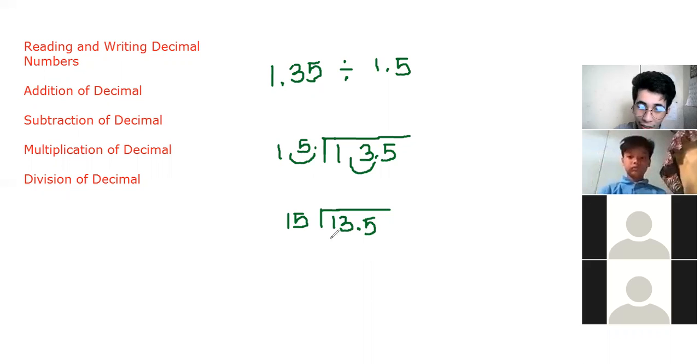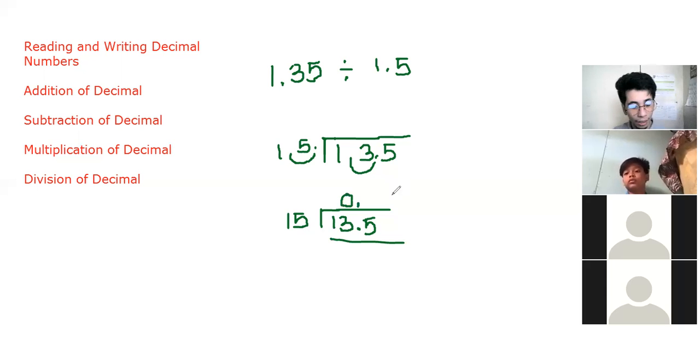Ngayon, solve natin. 13 divided by 15. Pwede ba natin i-divide si 13 kay 15? No. Cannot be. So, lagyan na din agad natin siya ng 0 dahil cannot be naman yung 13. 0 na kaagad. Then, yung point, ikakopy natin, lalagay natin dito sa taas. Magiging 135 na to. So, 135 divided by 15. Ilang 15 meron kay 135? So, 135 divided by 15.